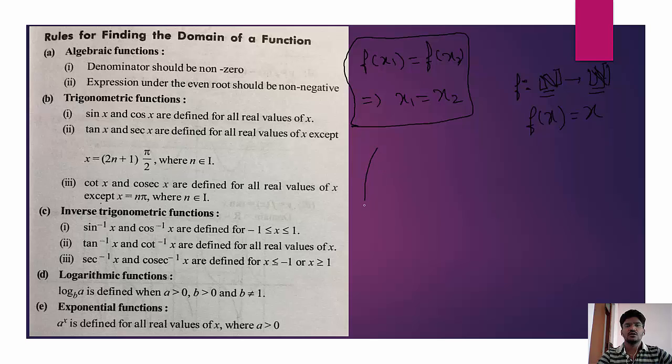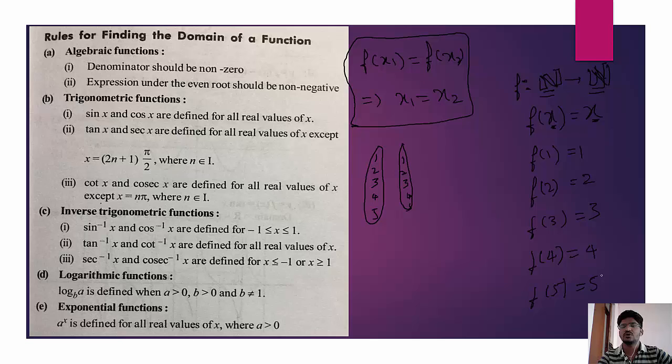You can see 1, 2, 3, 4, 5 here, and here also 1, 2, 3, 4, 5. If I put f of 1, the output is also what? The same as x, so it will be 1. If I take f of 2, the output will be 2. If I take f of 3, the output will be 3, because the input which you are giving, the same output you are getting. So f of 4 gives 4, and f of 5 gives 5.